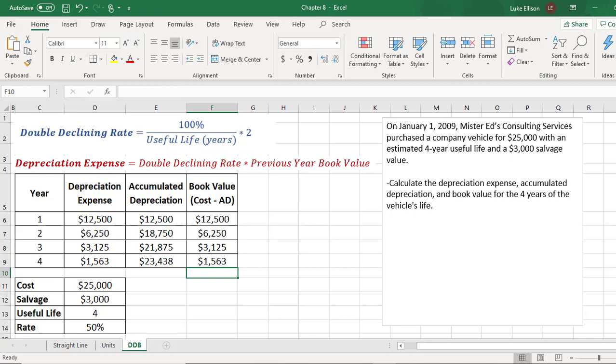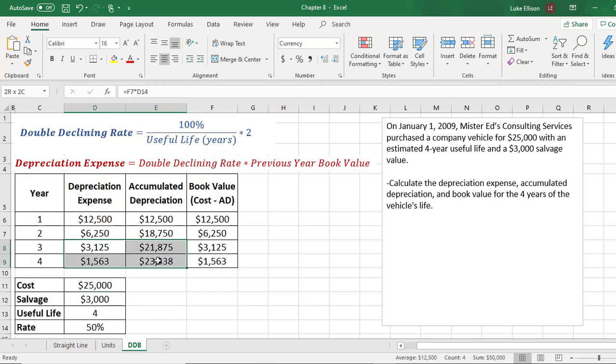Alright, welcome back. So once I filled out the chart using the rules that I laid out for the first 2 years, this is the chart that I got. You should notice something. You should notice that the book value in the final year is $1,563, which actually is lower than the salvage value. So what we end up having to do is make an adjustment here.